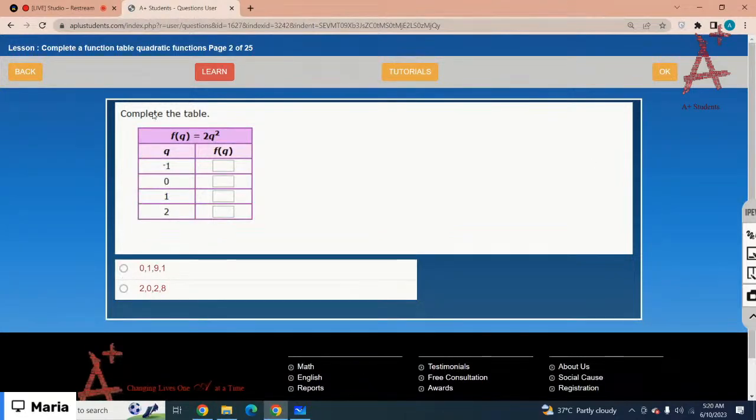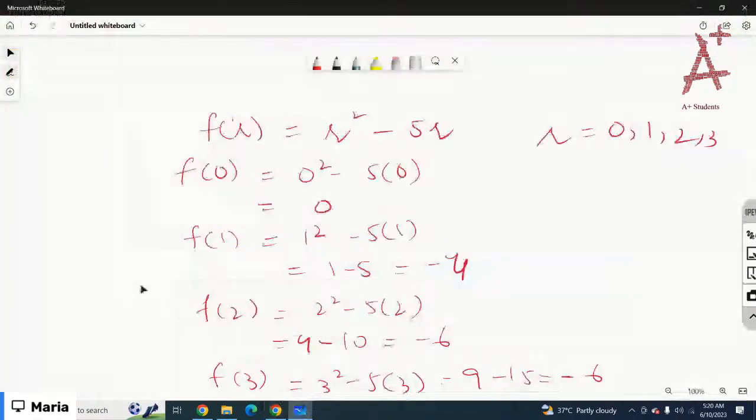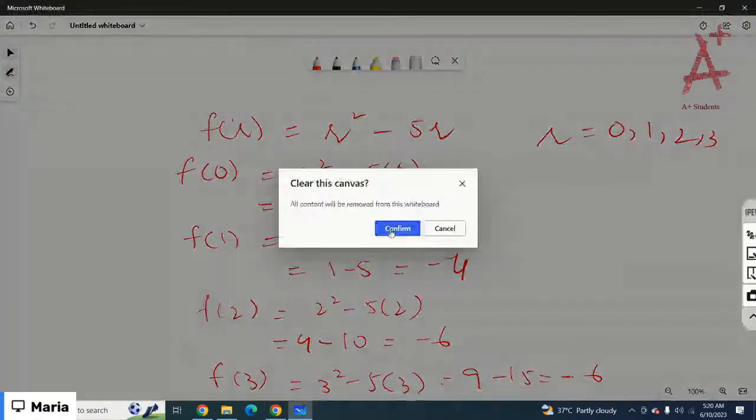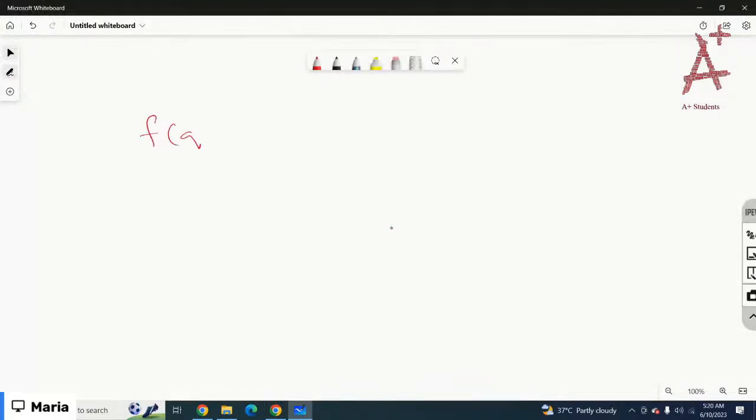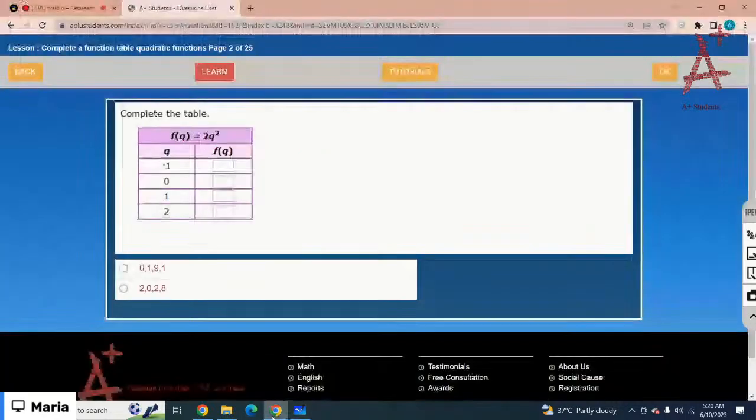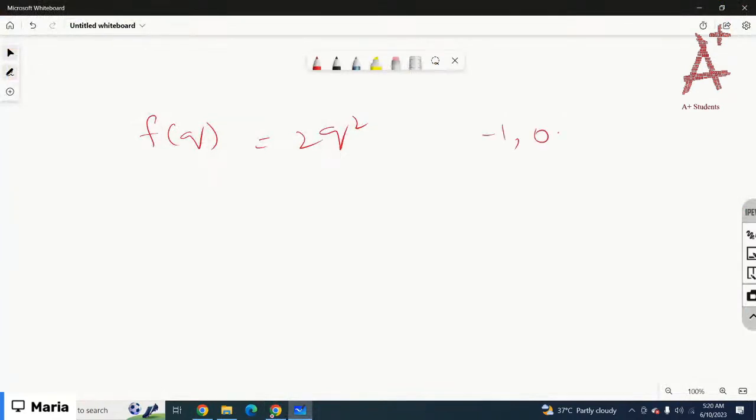Complete the table. The function is f of q equals 2q square. You have to calculate the values for negative 1, 0, 1, 2. So let's just replace the q with negative 1, 0, 1, 2. So it would be f of negative 1, 2 and replace the q with negative 1.